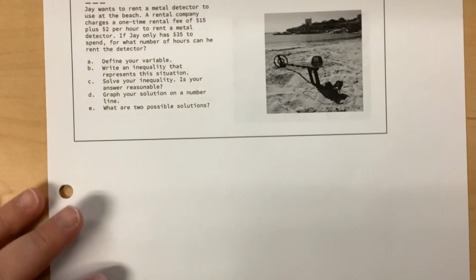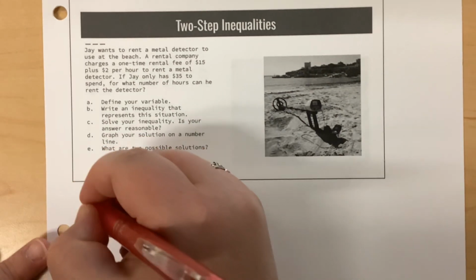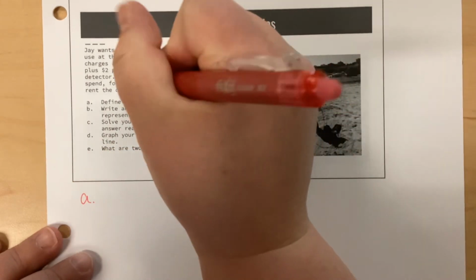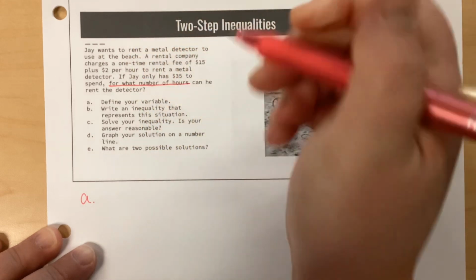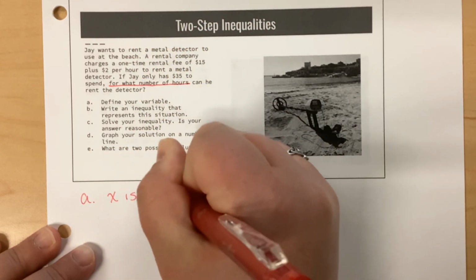All right, Jay wants to rent a metal detector to use at the beach. A rental company charges a one-time rental fee of $15 plus $2 per hour to rent a metal detector. If Jay only has $35 to spend, for what number of hours can he rent the detector? All right, same steps. Part A, define your variable. We want to know for what number of hours. So X is number of hours.